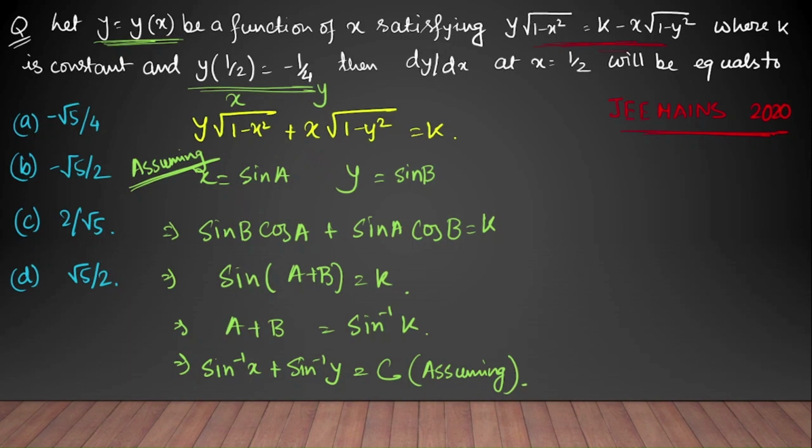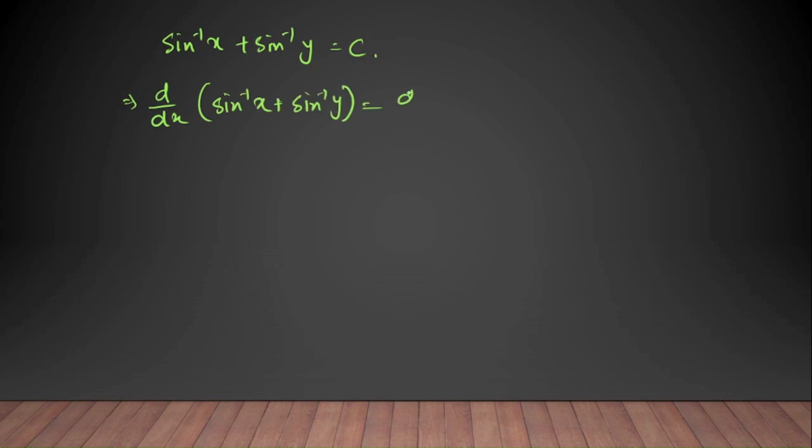I think from this part it is clear for you. Okay, let's go. So we have got that sine inverse x plus sine inverse y equals to c, c is a constant. Now in this step we have to take the derivatives in both sides, d/dx of sine inverse x plus sine inverse y equals to d/dx of c. We are taking derivatives in both sides.